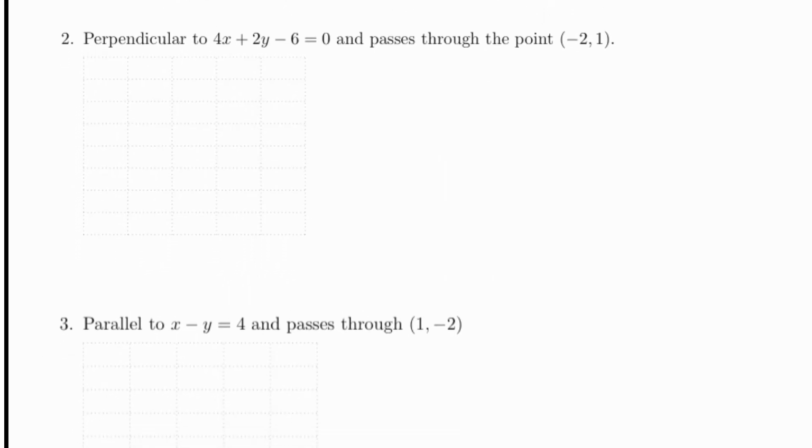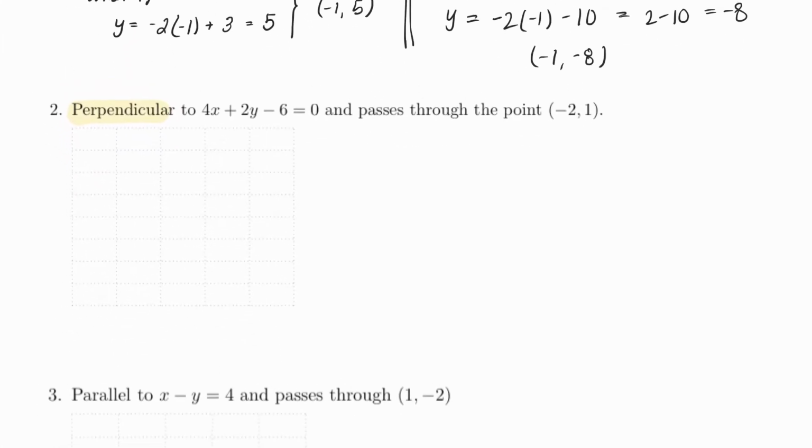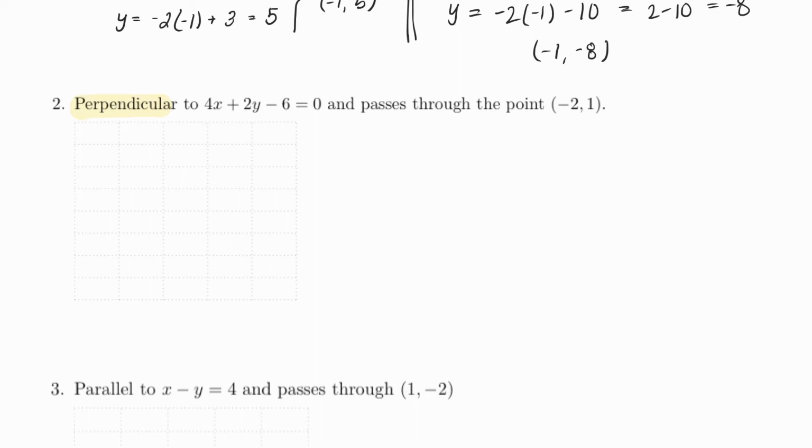I want the equation of the line that's perpendicular to 4x plus 2y minus 6 equals 0 and passes through the point negative 2 comma 1. So first of all, we need to remember that perpendicular lines have opposite reciprocal slopes.